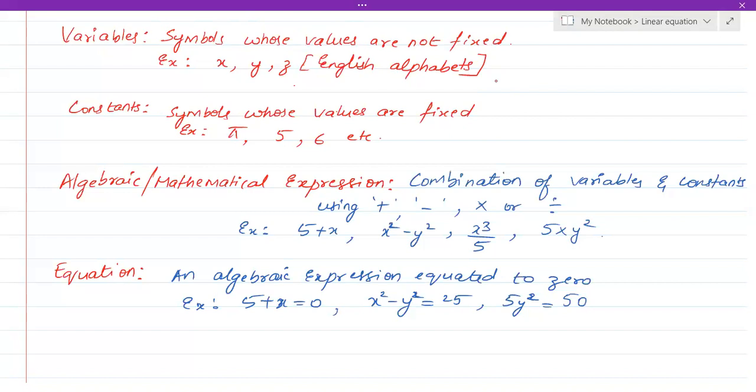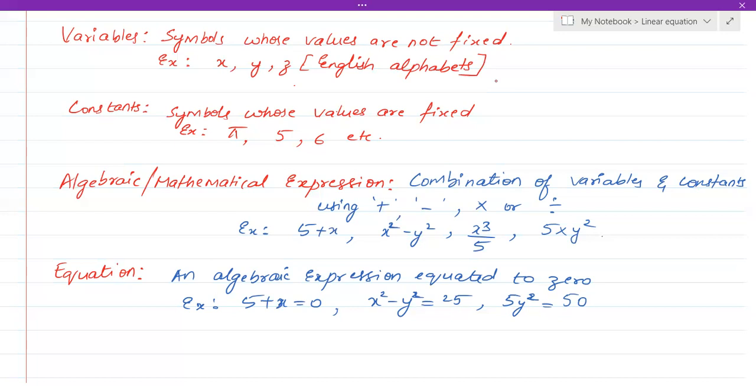For example, pi. Pi value is 22/7, isn't it? Pi value is actually an irrational number, but we take it as 22/7 for calculation purpose. So the pi value 22/7 is same for everyone, isn't it? It doesn't change from person to person. Similarly, the number 5, its value is 5, right? It doesn't change, isn't it? So basically the numbers are constants and the alphabets are variables.